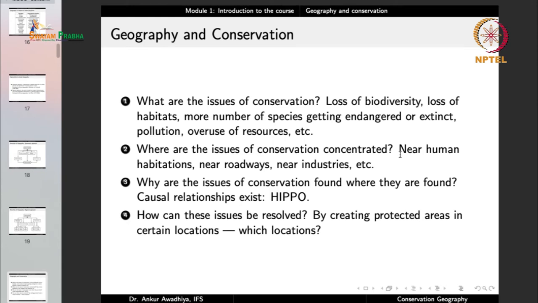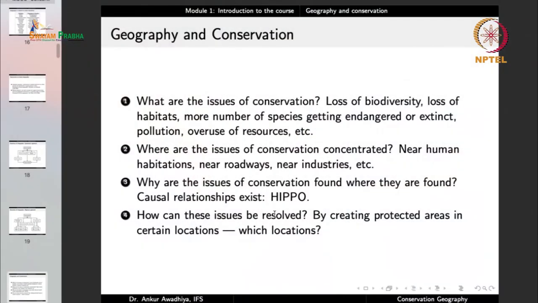Now, we can find that they are mostly concentrated near human habitations, near roadways, near industries and so on. In that case, we can ask the question, why are they found where they are found? And we can look at the causal relationships, such as the HIPPO factors: the loss of habitat, invasive species, pollution, human overpopulation and overharvesting of resources. So we can look at causal relationships. And once we understand the causal relationships which are causing a particular issue to be concentrated in a particular area, then in that area we can tackle that causal relationship to solve the issue of conservation.